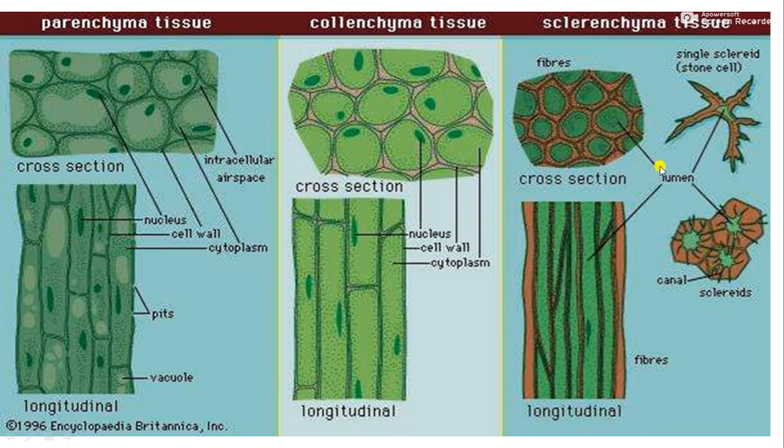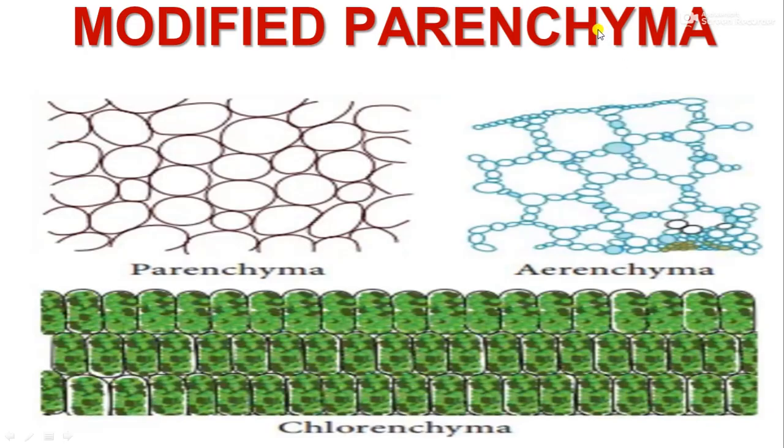There are two kinds of sclerenchyma tissue: sclerites, which are also called stone cells, and fibers. Sclerites and fibers. This is a single one, and these are many of them. Sclerites are there, fibers are there. Fibers are shown in the last image. This is sclerites.